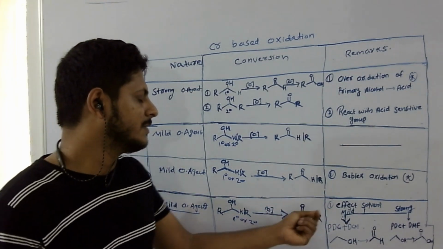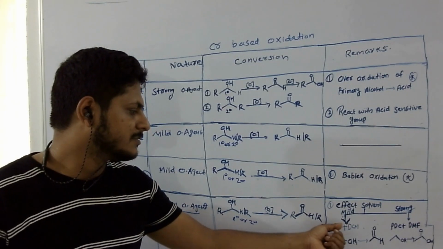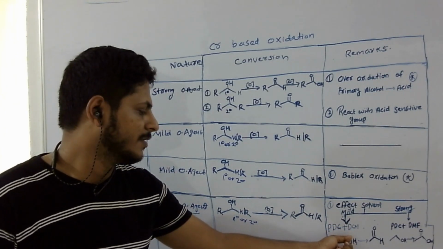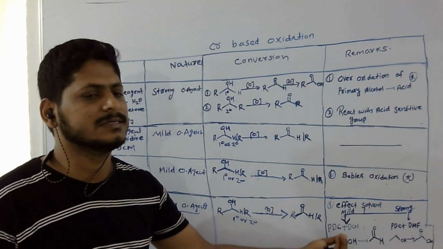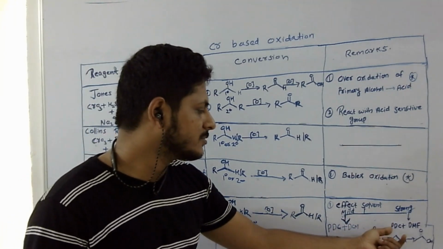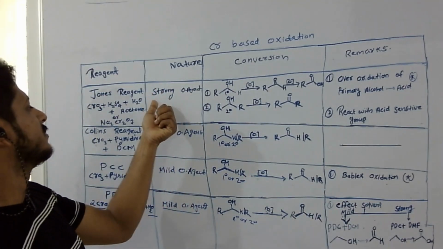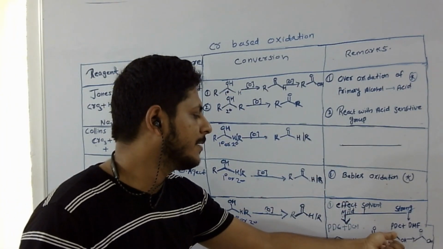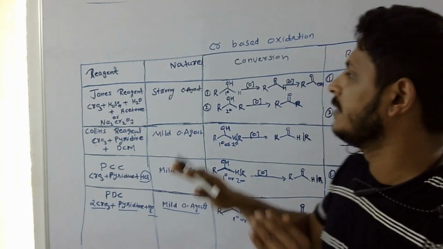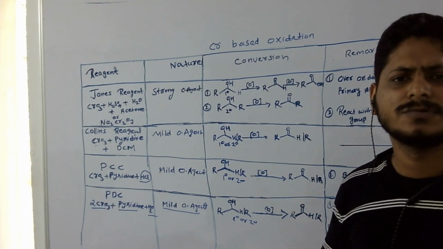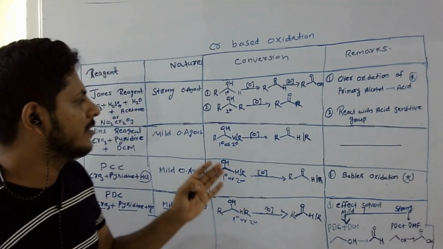But the important point of PDC is the effect of solvent. If you are using PDC in the presence of DCM, dichloromethane, as solvent, then it will oxidize primary alcohol into aldehyde, just like a mild oxidizing agent. But if we are using PDC in the presence of DMF as a solvent, it will act like our Jones reagent. That means it will oxidize primary alcohol into carboxylic acid. So this is the summary of the chromium-based oxidation. There is no need to study the mechanism of the reaction, as every point is already given here.